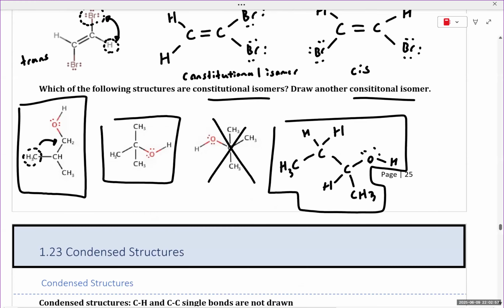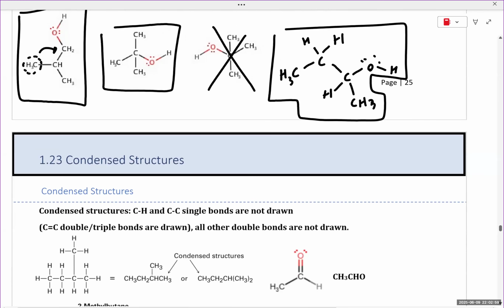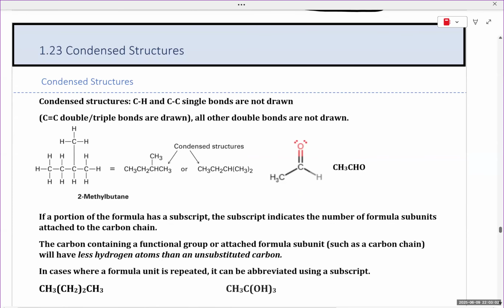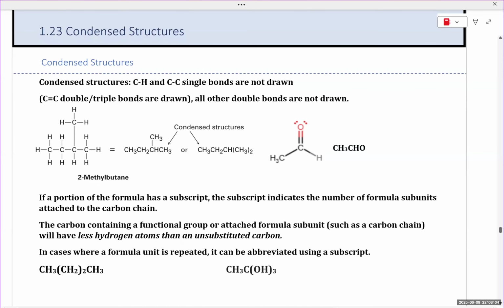Okay, let's now talk about one way of representing organic structures. These are known as condensed structures. So in condensed structures, the carbon-hydrogen and carbon-carbon single bonds are not drawn. Carbon-carbon double and triple bonds are drawn, while all other double bonds are not drawn typically in condensed structures.